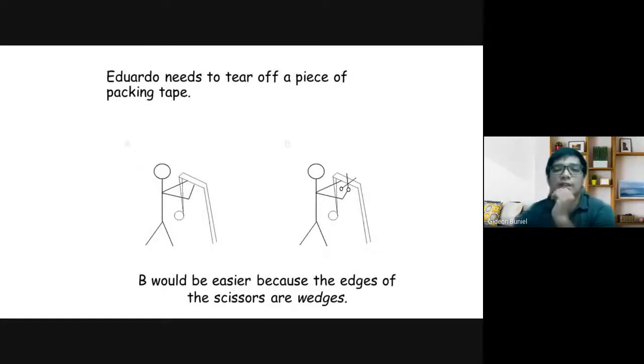Eduardo needs to tear off a piece of packing tape. It would be easier because the edges of the scissors are wedges. So, when Eduardo needs to cut packing tape, what is the machine that we usually use? Of course, it's the scissors, right? This is very explainable because scissors usually cut. So Eduardo used the scissors because that's one example, as I've said earlier, of a wedge. It has a sharp end, of course.